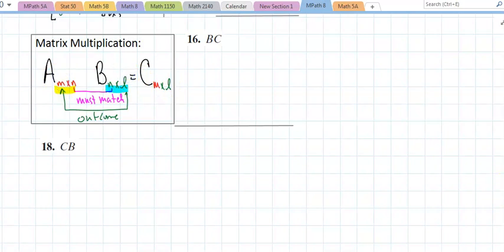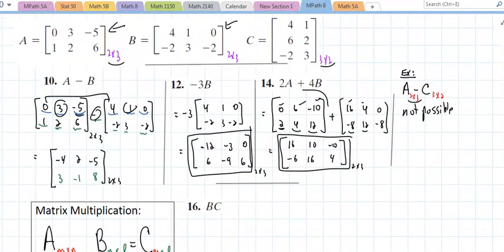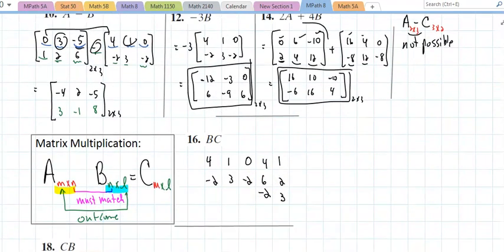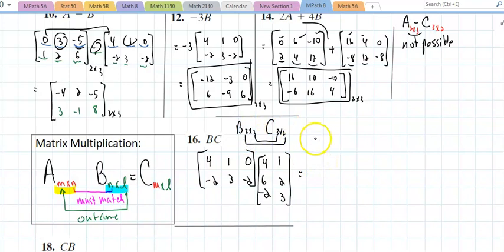So if I'm looking at those, for example, I'm looking at BC. If I look at B up there, B is 4, 1, 0, negative 2, 3, negative 2. And C happens to be 4, 6, negative 2, a 1, a 2, and a 3. So, if I want to multiply those, before I would go ahead and do all of the work, I'll look at B and say, well, B is a 2 by 3. And C is a 3 by 2. The inners match. Not only that, I know what the outcome is. The outcome is a 2 by 2. My full answer would be simply 2 by 2.